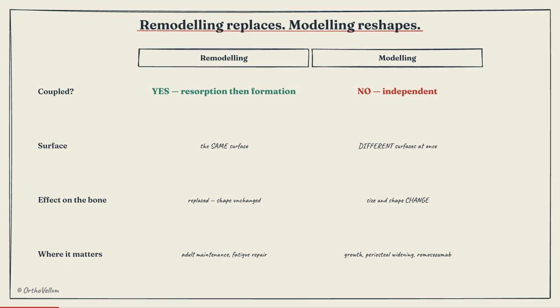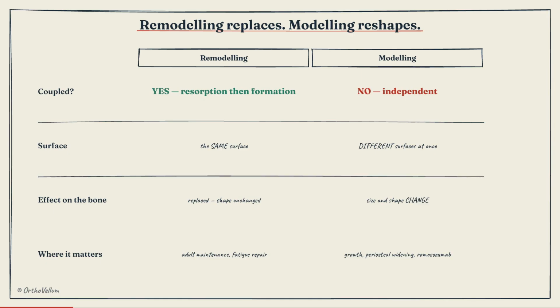Before going further, we need a distinction examiners ask about directly and that trainees blur constantly. Remodeling is not the only way bone changes. In remodeling, resorption and formation are coupled and happen sequentially at the same surface. Bone is replaced, but the size and shape of the bone do not change.